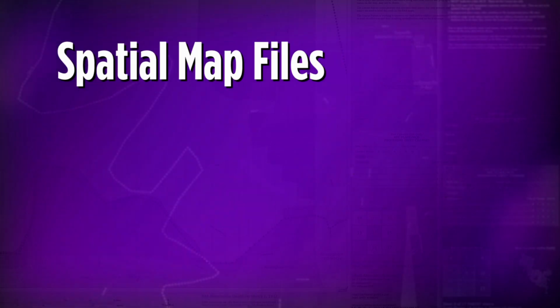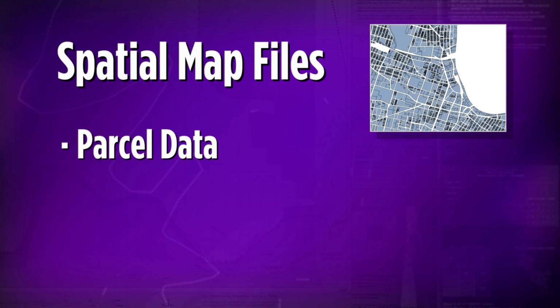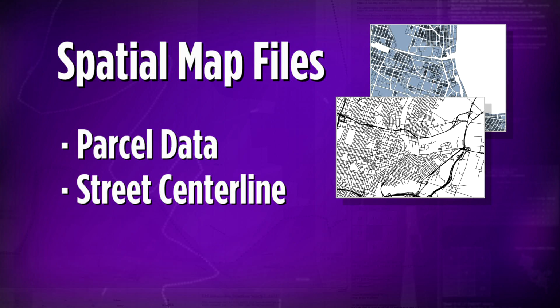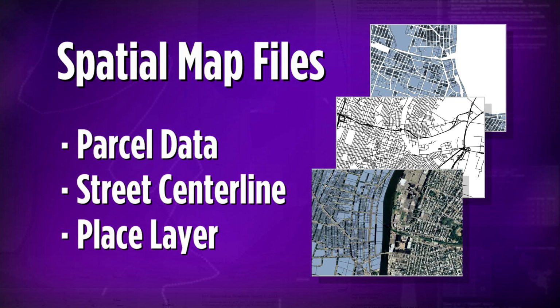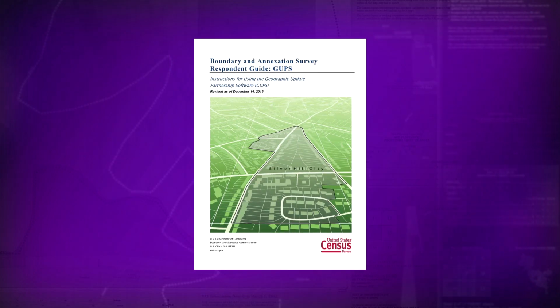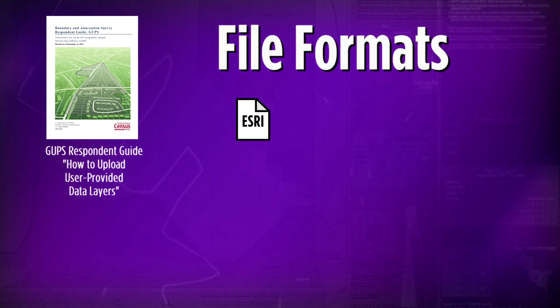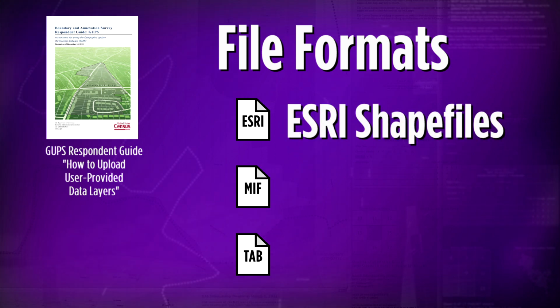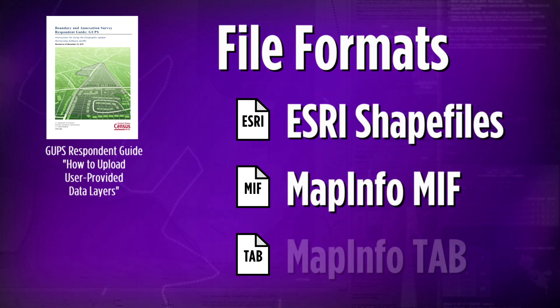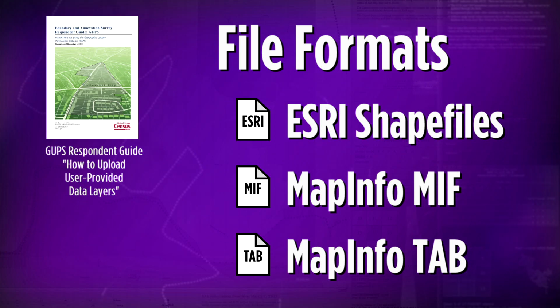Examples of supporting spatial map files include parcel data, such as plots of land, street centerline files, and place layers, such as city boundaries. As listed in the Respondent Guide, GUPS can import a number of different file formats for supporting spatial map files and layers, including Esri shapefiles, MapInfo MIF, and MapInfo tab files.